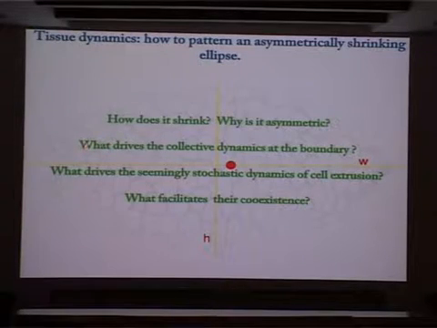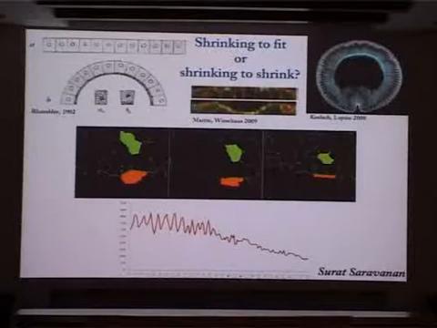Try and address what drives the collective dynamics of cells at the boundary, and try and address what drives the seemingly stochastic dynamics of cell loss, and then try and arrive at some speculations of why they coexist.